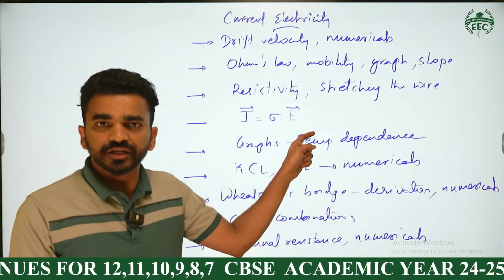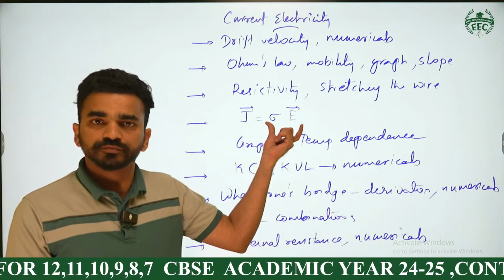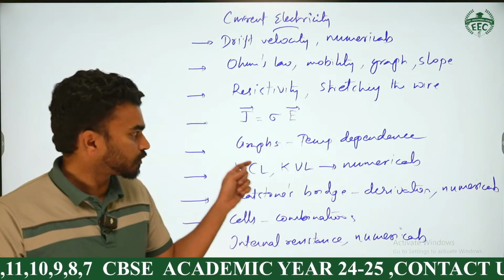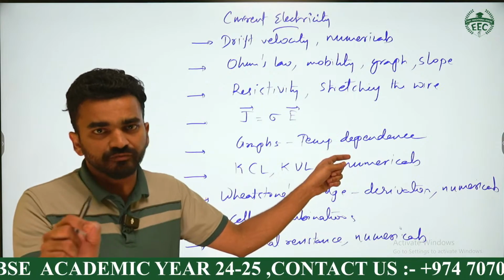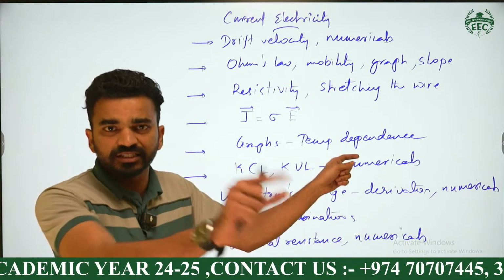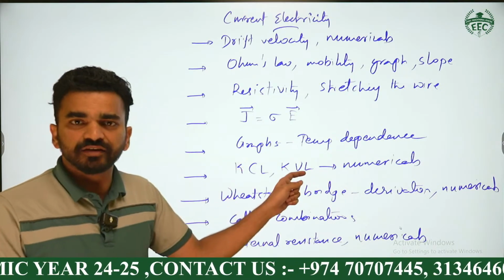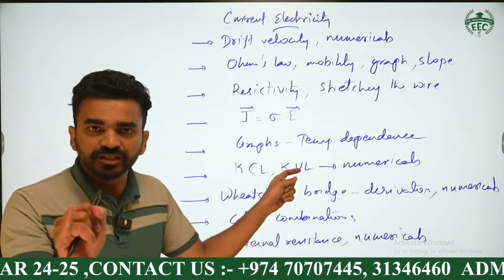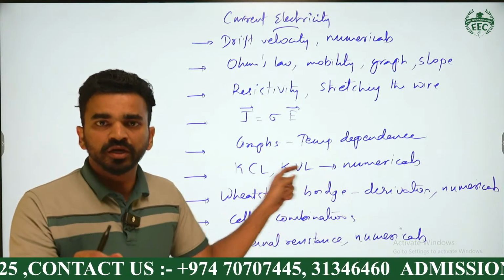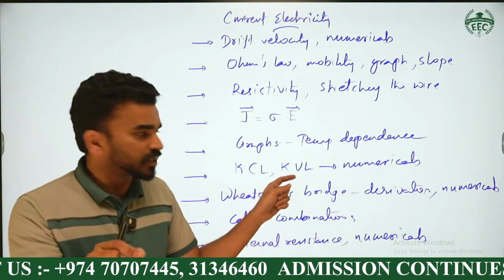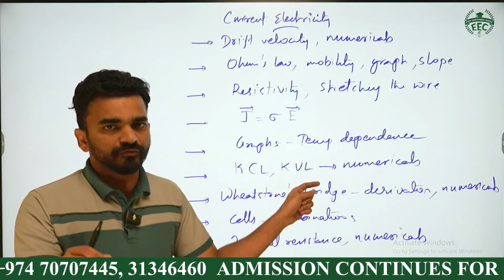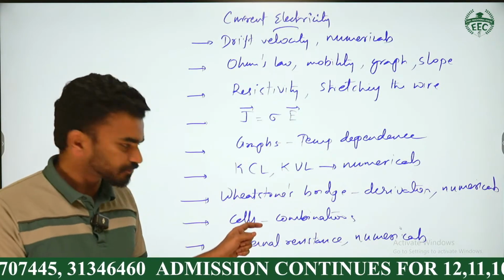J is equal to sigma E. Important derivations, vector form of Ohm's law or microscopic form of Ohm's law. Then graph and temperature dependence. That means resistivity, temperature graph of all alloys, metals and semiconductor. Then KCL and KVL, very very important. The definition is important and its numerical is important. Remember MCQ question, KCL is based on law of conservation of charges, KVL is based on law of conservation of energy, which is an important MCQ question.